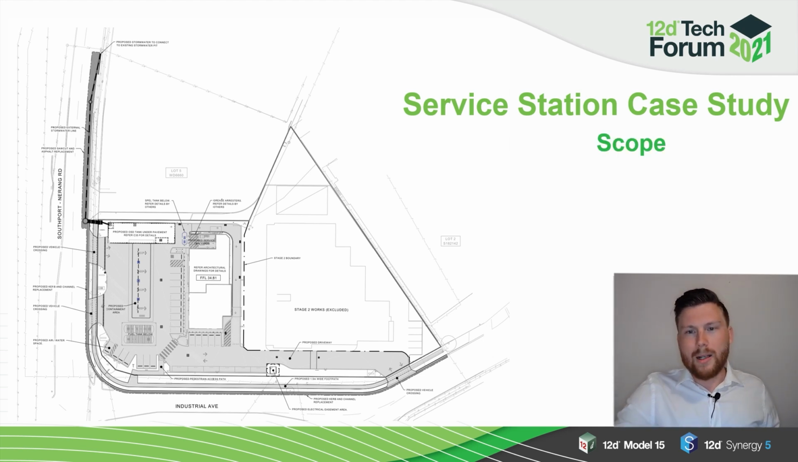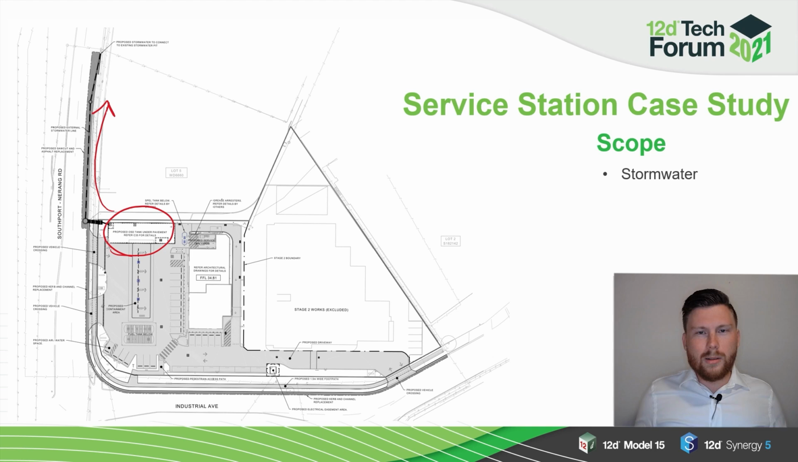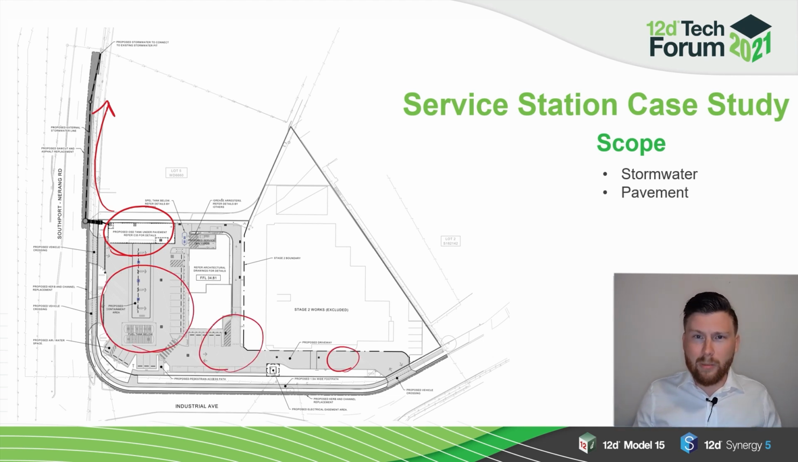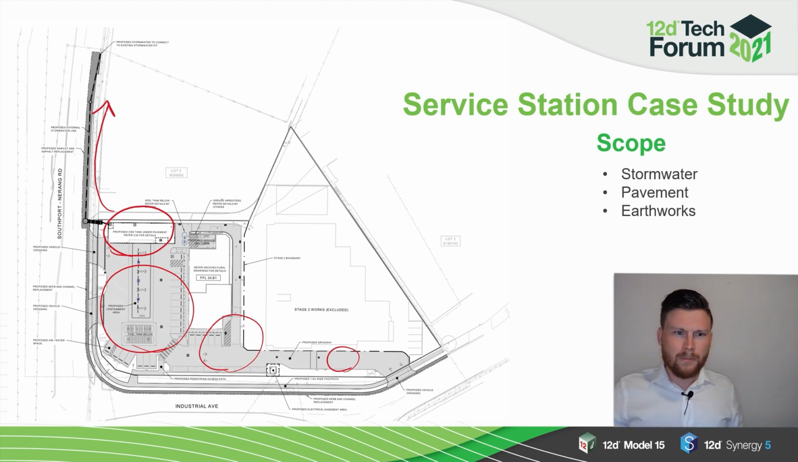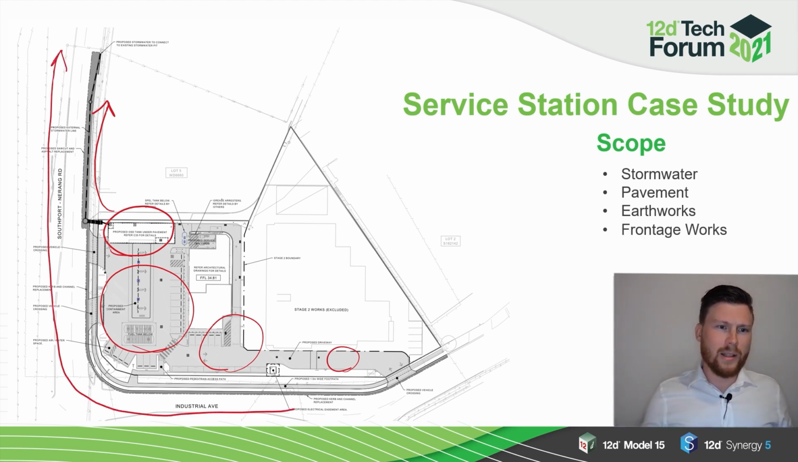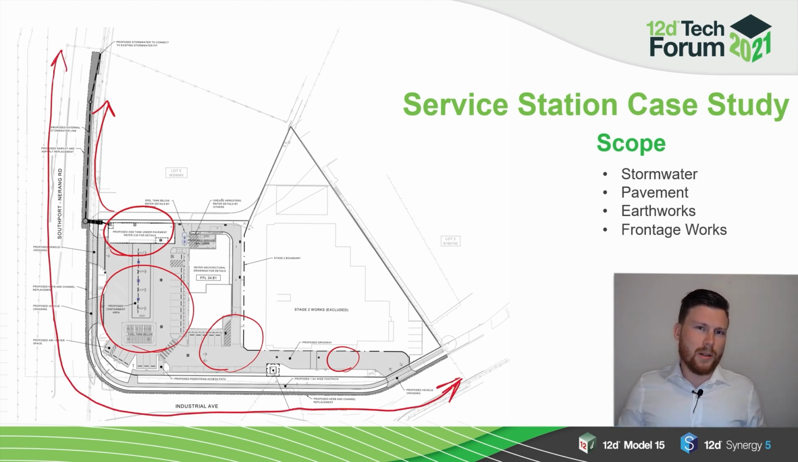So the scope for us was to do the stormwater design. That included the OSD and the pipe out, as well as all the internal design aspects themselves, pit and pipe system. There's obviously a lot of pavement in service station areas, so we had to look at the pavement design. There's the earthworks that's associated with all of that. And then the last thing was the frontage works all around the site.